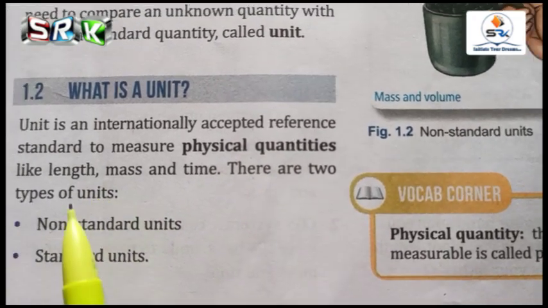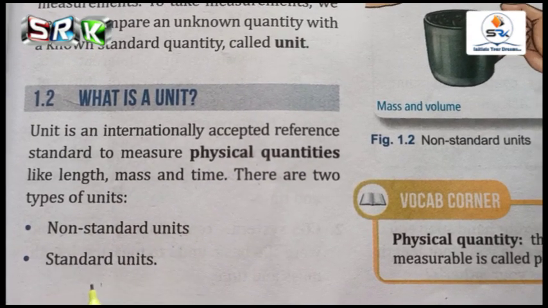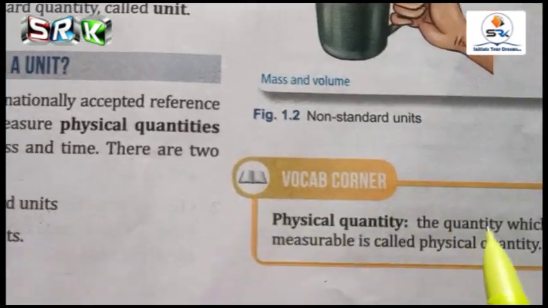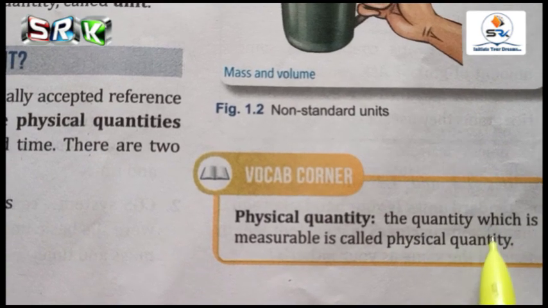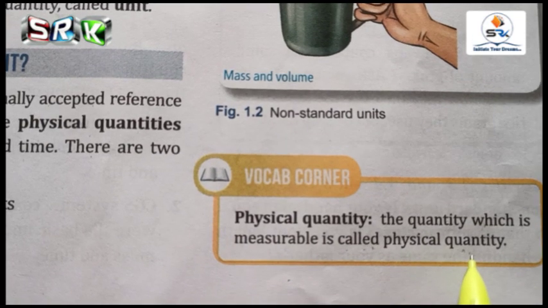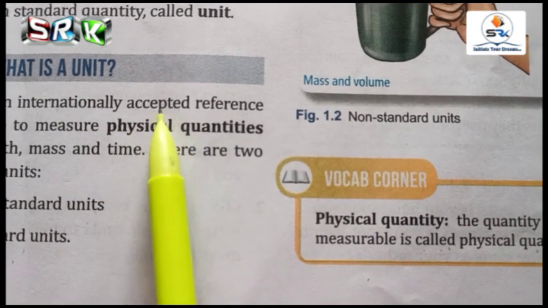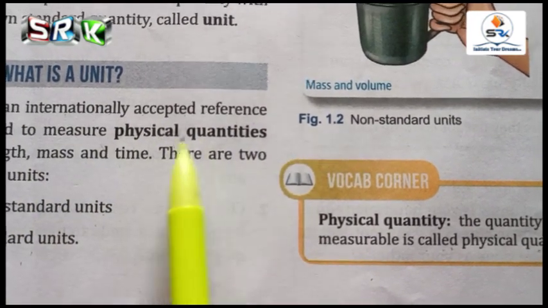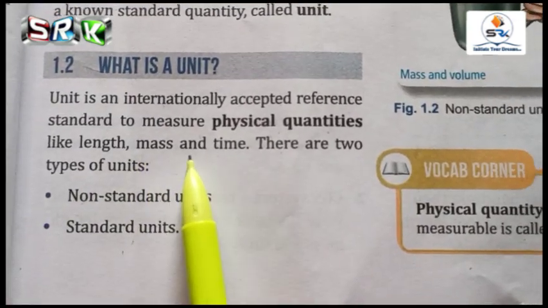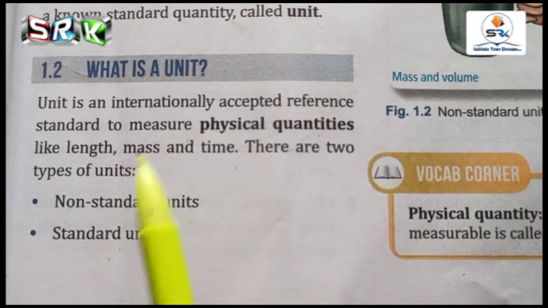There are two types of units. What are they? One is non-standard units and another one is standard units. What is meant by physical quantity? The quantity which is measurable is called a physical quantity. So a unit is an internationally accepted reference standard to measure physical quantities. The physical quantities given here are length, mass and time. To measure these physical quantities, a unit is required.